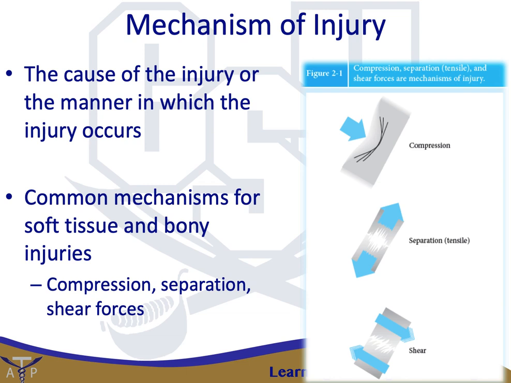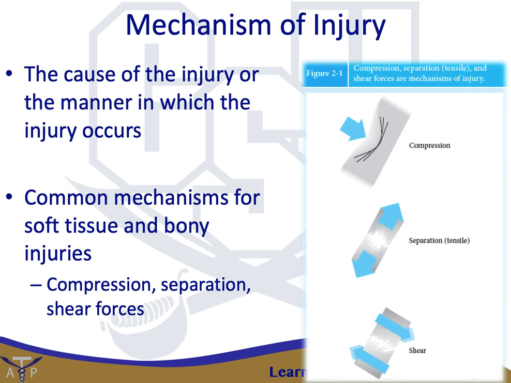Separation, or tissue separation, occurs through tension. This is known as a tension force. This occurs when a structure is pulled apart from either one or both ends. The tissue is stretched beyond the anatomical limit of that tissue, and it results in the tissue being torn. This could be, for example, when an athlete twists their ankle or stretches a muscle.